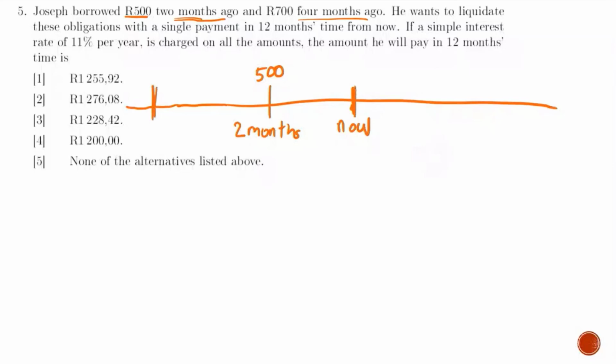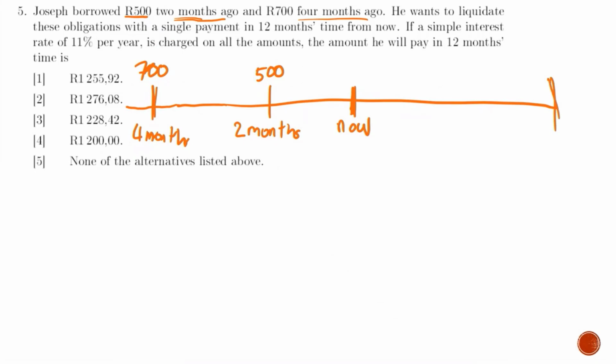We are here. This is where we are standing, looking back. So now we are looking from 4 months ago. So now you've got 4 months here. How much? It was 700. So there's 2 months here. There are two amounts that this guy has borrowed. So now he has these 2 amounts with reference to now. Now he wants to liquidate this obligation with a single payment.